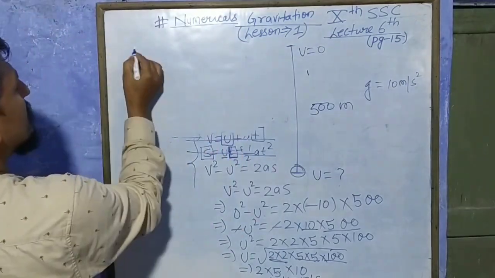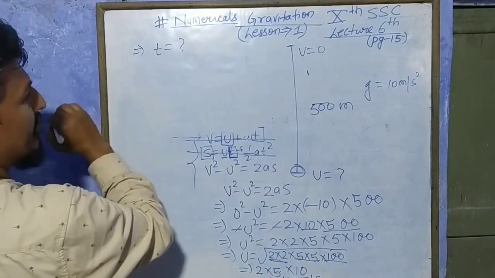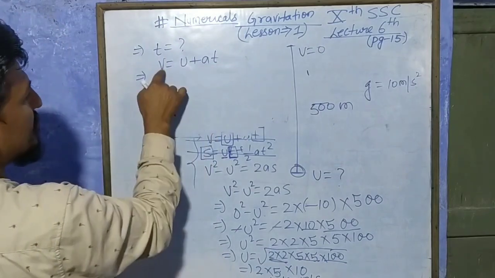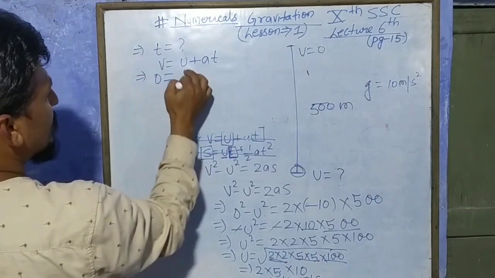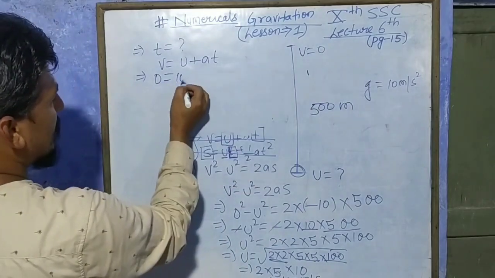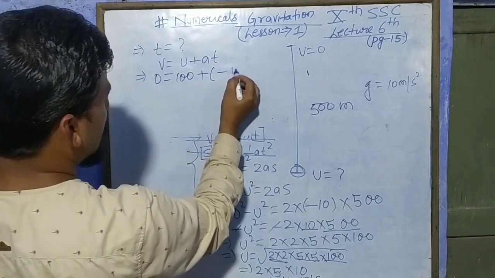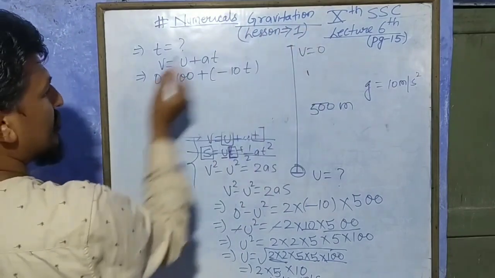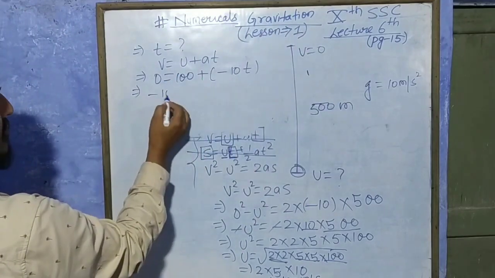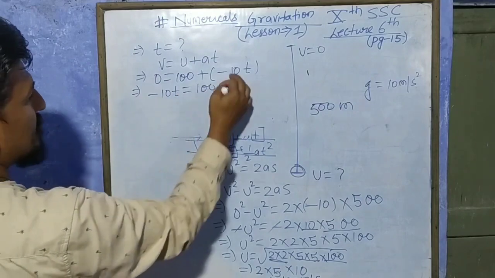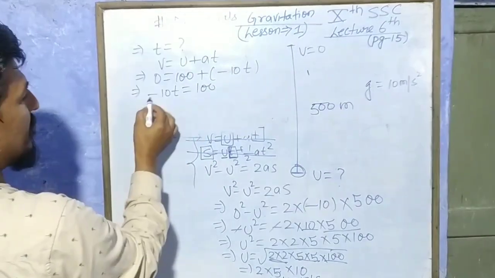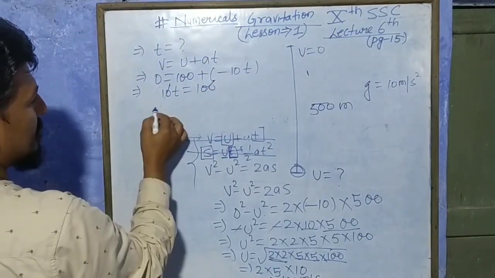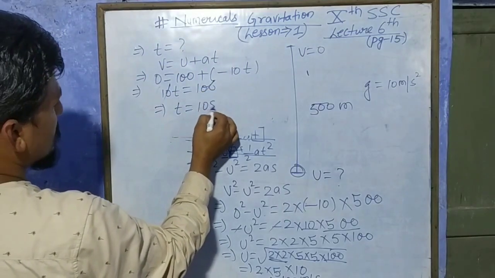Now see here, time. V is equal to U plus at. V is 0. U you had calculated is 100, plus a is minus 10, right? Why am I taking minus 10? Because this is against gravity. So this becomes minus 10t equal to 100. Minus 10t goes to the left hand side. Sorry, minus will become plus, and this becomes t equal to 10 second.